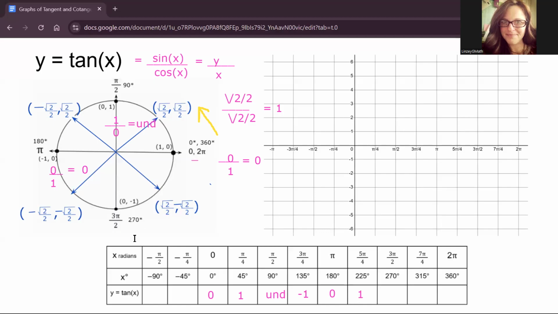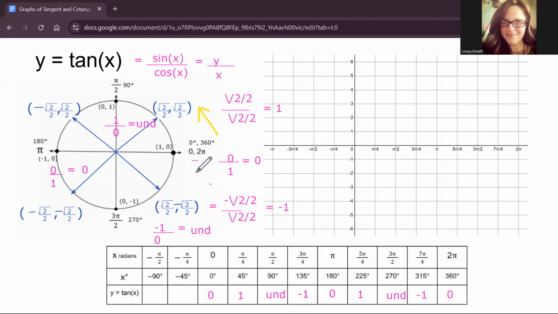And 270 degrees, we get negative 1 divided by 0. Can't divide by 0. So that's going to be undefined for 270 degrees. And then right here to 315, we get y over x, negative square root 2 over 2, divided by square root 2 over 2 will give us negative 1. And then back up here to 2 pi, 0 divided by 1, we get 0.